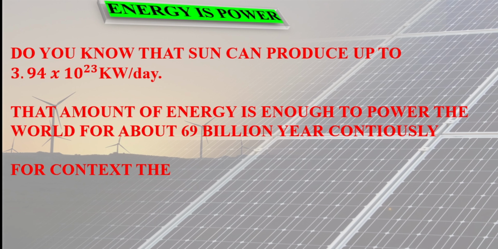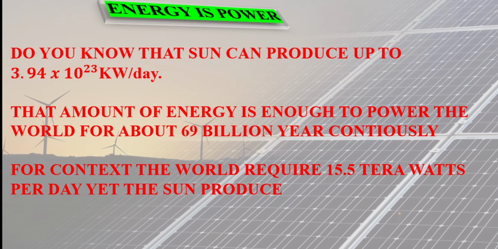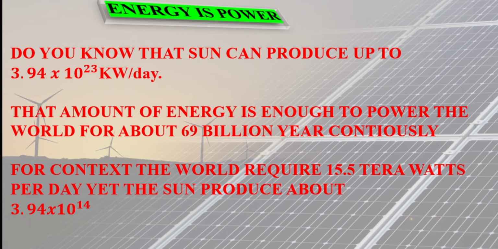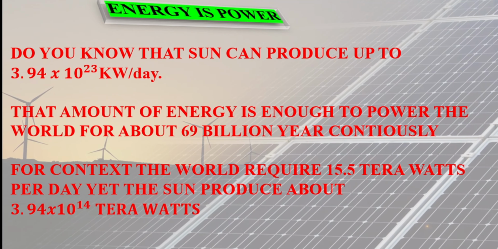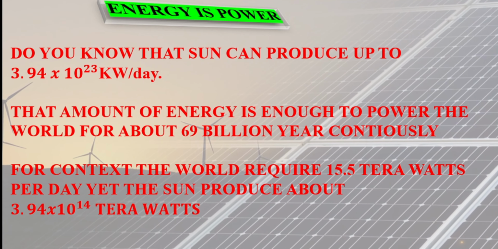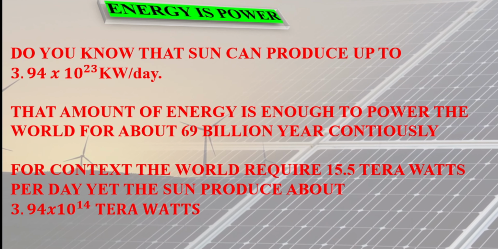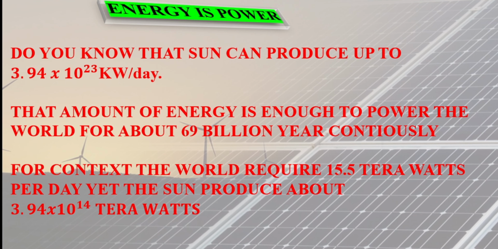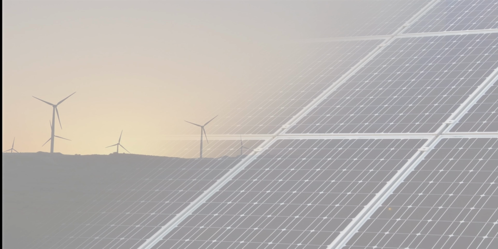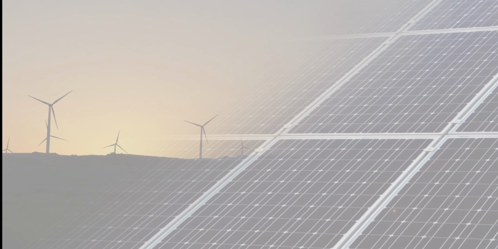For context, the world needs about 15.5 terawatts per day, yet the sun produces 39,400 billion terawatts. If you do the maths very well and divide 39,400 billion terawatts by 15.5 terawatts, you will find over 69 billion years of energy consumption. We are talking about the world.